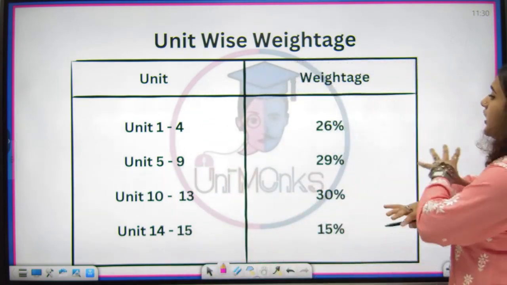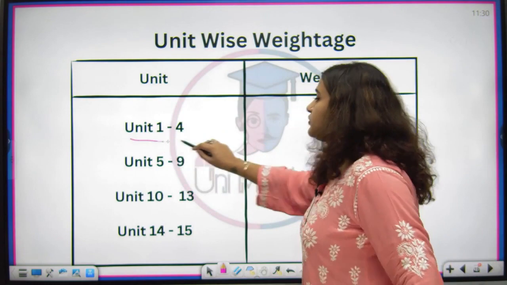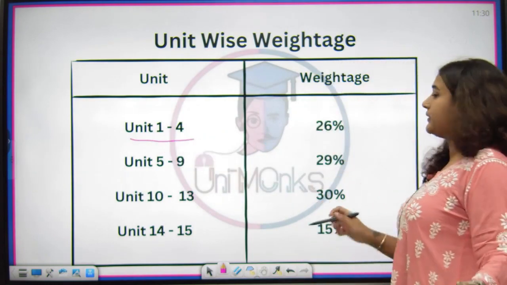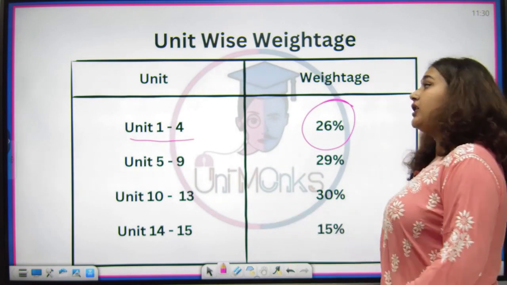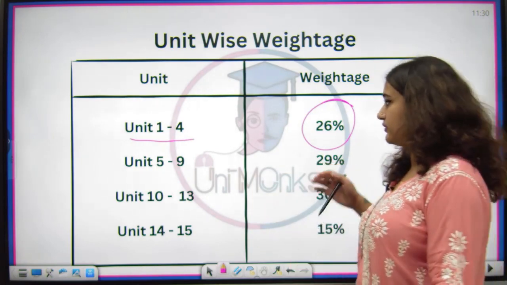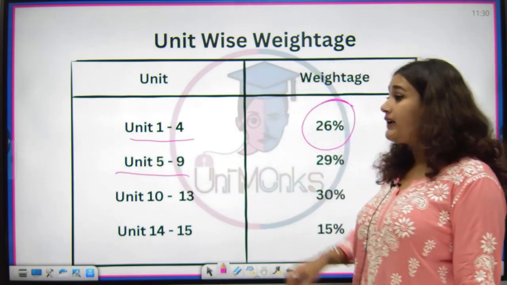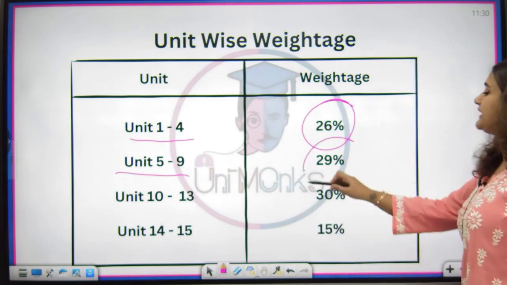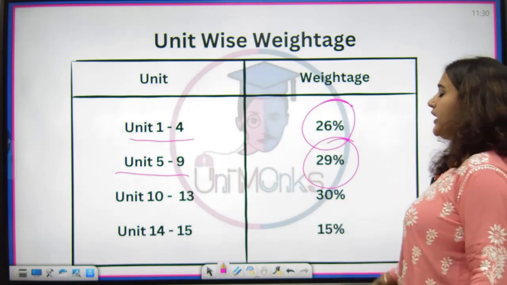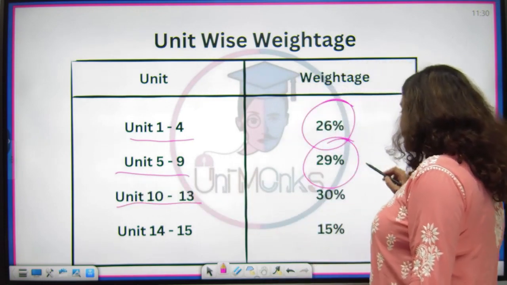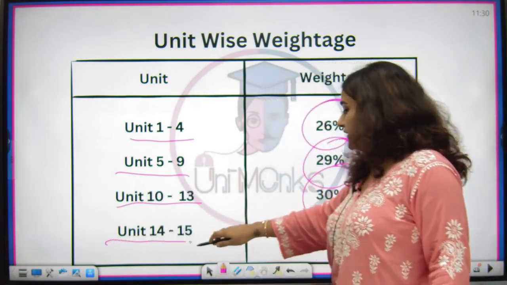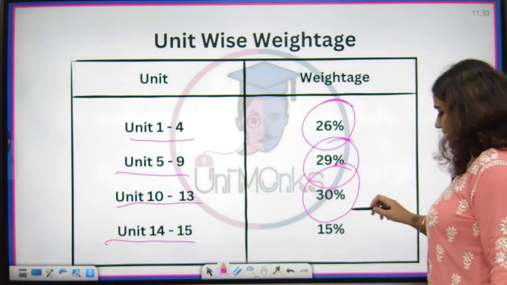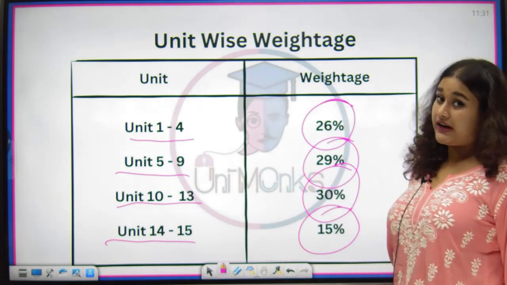Now, units 1 to 4 in the previous years' papers had a weightage of 26% of the paper. Units 5 to 9 had a weightage of 29% of the paper. Units 10 to 13 had a weightage of 30%, and units 14 to 15 had a weightage of 15%.